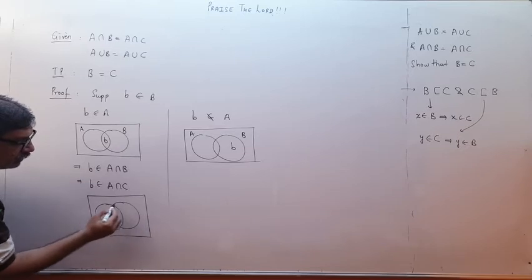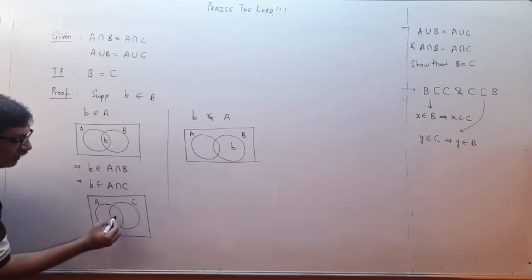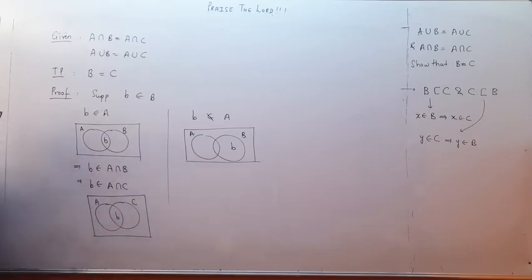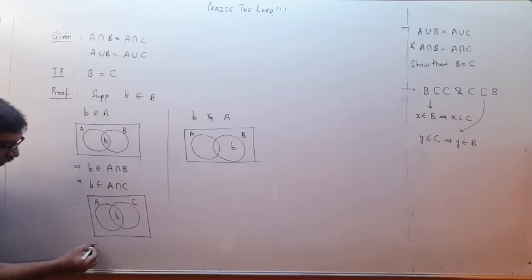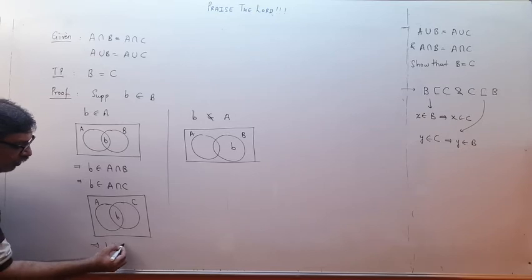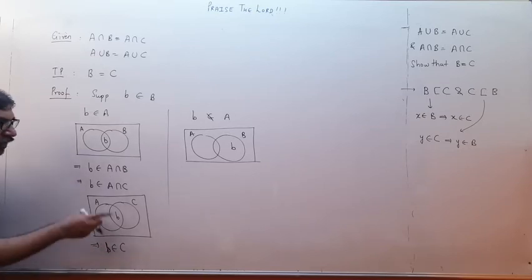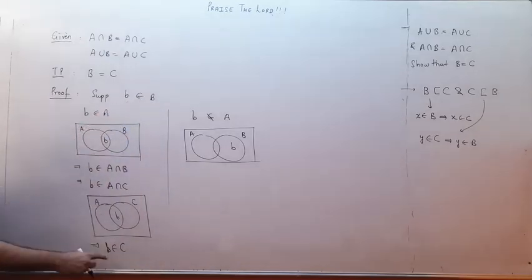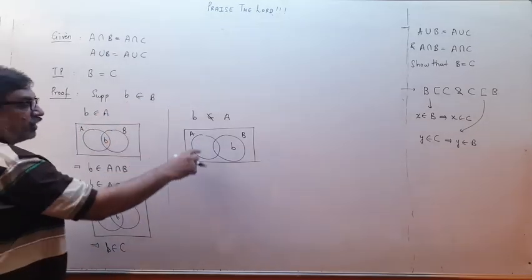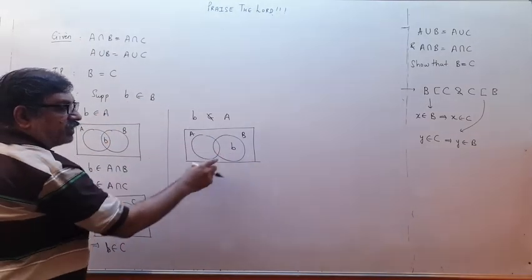A and C. See, it is here. So x belongs to A intersection C, that means it is present in C. This means x belongs to C. So we proved in this case x belongs to C. x belongs to B, proved x belongs to C. Let us come over here. x does not belong to A, so it is here.